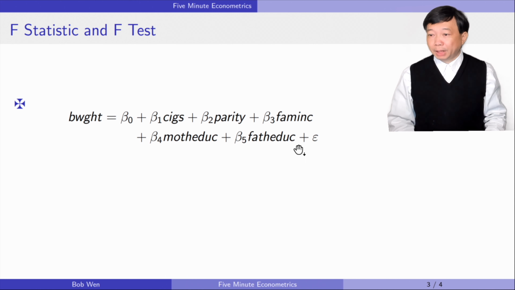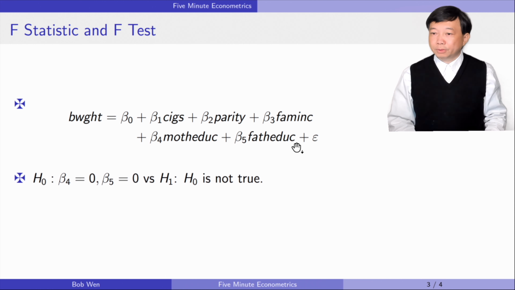We start with testing whether a group of explanatory variables has no partial effect on the outcome variable. Suppose we want to test the null hypothesis that after controlling for cigarettes, birth order, and family income, parents' education has no effect on birth weight. In other words, the null hypothesis is that beta 4 equals 0 and beta 5 equals 0. The null hypothesis contains two exclusion restrictions.